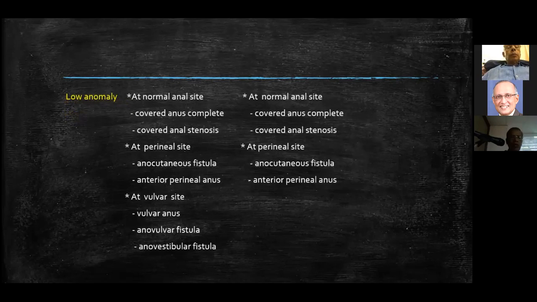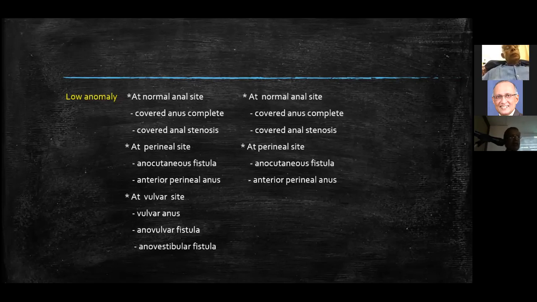In low anomaly, the bowel ending can be at the normal anal site or at an abnormal perineal site. That's the difference. The bowel can end at the perineal site or at the normal anal site, on both sides. At the perineal site, it is anocutaneous fistula or anteroperineal anus in the male. And in the female, it is important: it can be anovulvar fistula or anovestibular fistula. These are the differences.